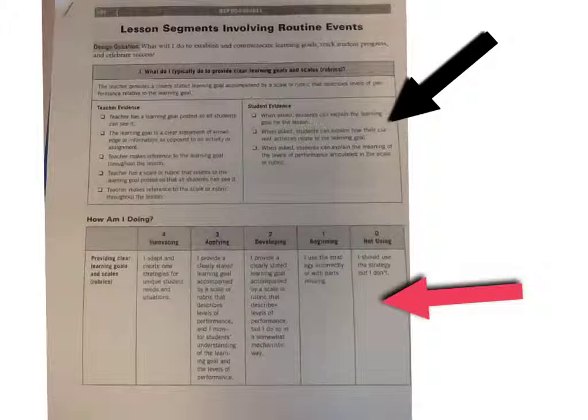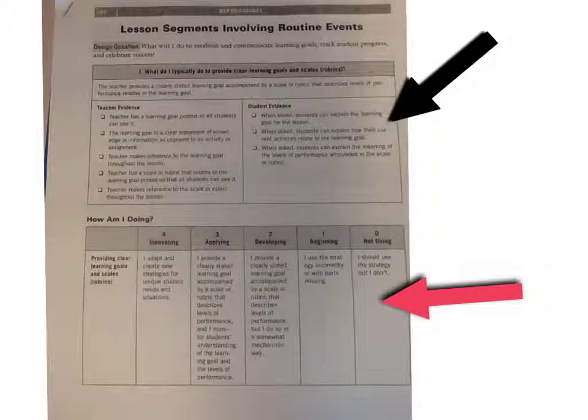Basically what you'll see on each of these segments is they're linked to a design question from the Art and Science of Teaching. So this is question 1 about communicating learning goals, tracking progress, and celebrating success. And the first aspect of that is how do you typically provide clear learning goals and scales or rubrics. And you'll see that there's a list of things that the teacher can do, teacher evidence, so those are strategies you could use, things that you could do. And then they have student evidence, and that's where the black arrow is pointing.